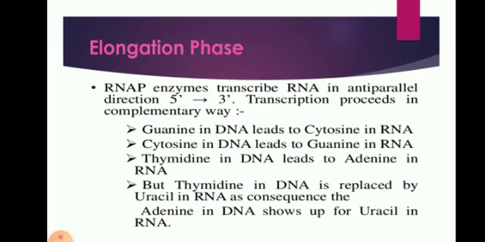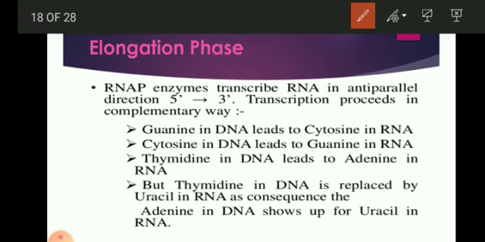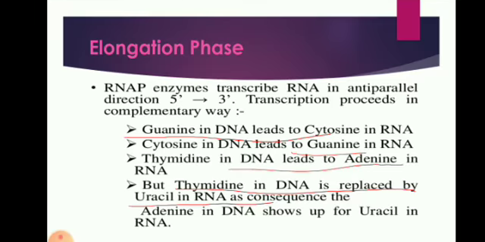So here we can say the 5 to 3 prime end, and then guanine in DNA leads to cytosine, cytosine to guanine, thymine to adenine, but thymine in DNA is replaced by uracil in RNA. Adenine in DNA shows up as uracil in RNA.